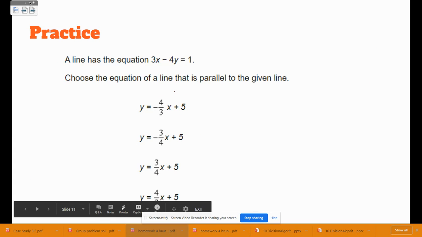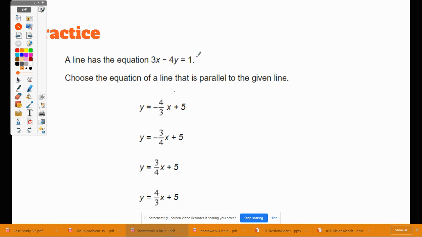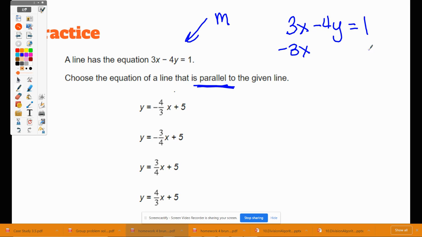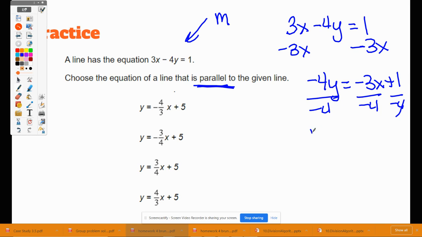So let's practice. A line has this equation. Which one will be parallel? Well, they're telling me the slope. So I need to find the slope of this line. 3x minus 4y equals 1. The best way to find the slope for me is to get y by itself and put it in slope-intercept form. Negative 4y is negative 3x plus 1. Divide everybody by negative 4. Be careful with your signs here. And you get y equals 3/4 x minus 1/4.